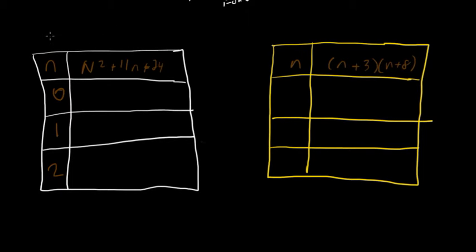Now, let's go ahead and do some evaluation here. If we take n and substitute 0 for n, everywhere we see an n, we're going to put a 0 for this specific one. So 0 squared plus 11. Well, let me do it this way.